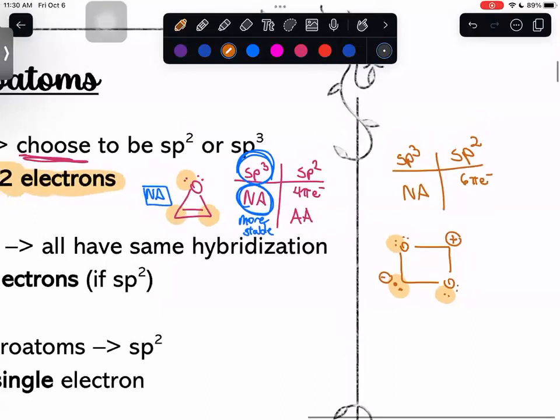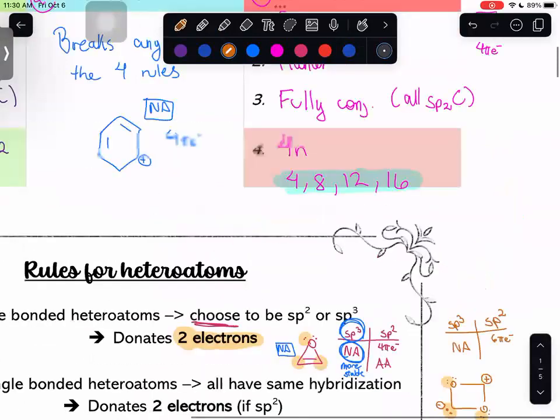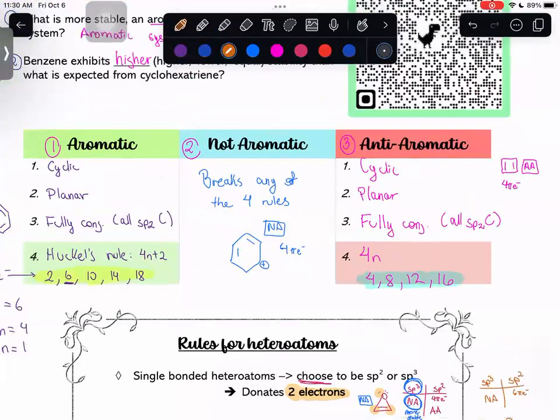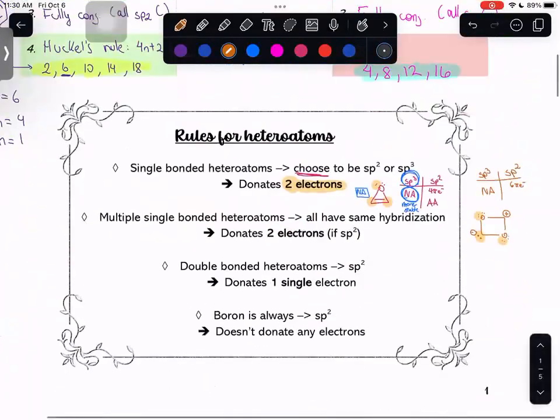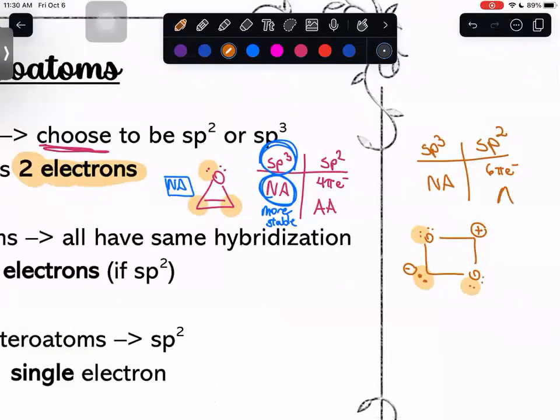Okay. So 6 pi electrons. Is that going to follow Huckel's rule or the anti rule? It's going to be Huckel, so it's going to be aromatic. Exactly. So in this case, because we know that aromatic is more stable than non-aromatic, it's going to choose to be sp2 for that reason. So this guy can be aromatic.